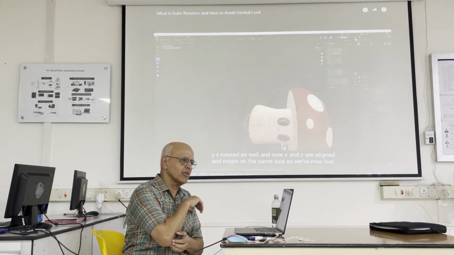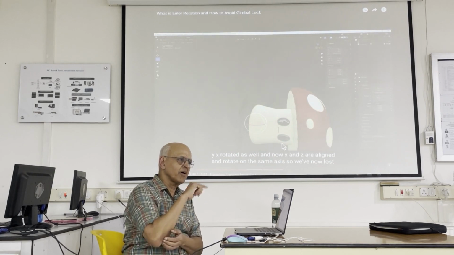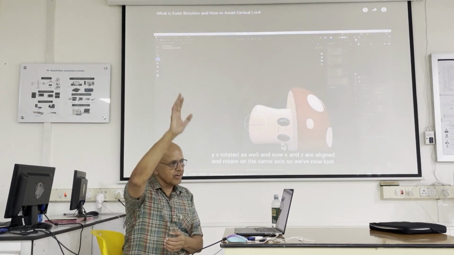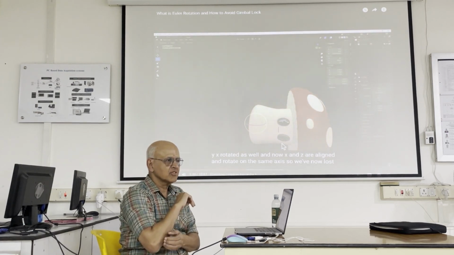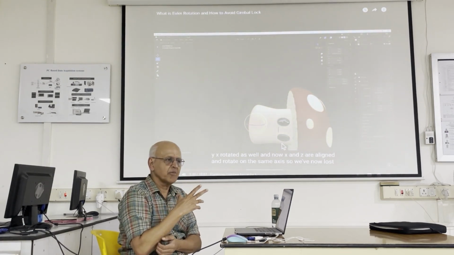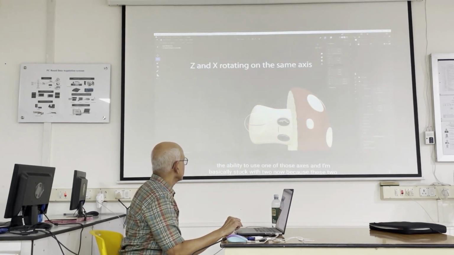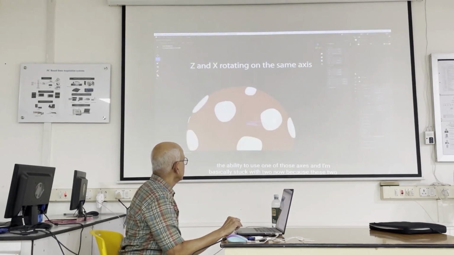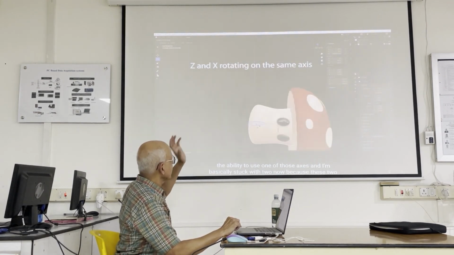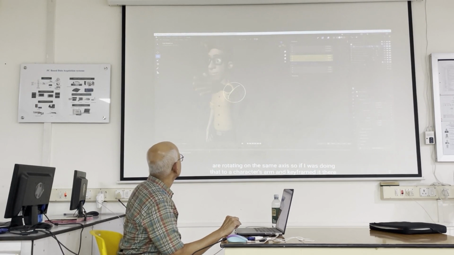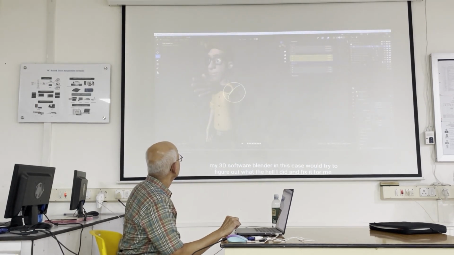They had this problem on Apollo 13. You can Google it. Apollo 13 gimbal lock. And they solved it on the fly. They were already on the way to the moon. So they managed to solve it because it's a big problem. On the same axis. So we've now lost the ability to use one of those axes, and I'm basically stuck with 2 now, because these 2 are rotating on the same axis. So if I was doing that to a character's arm and keyframed it there, my 3D software, Blender in this case, would try to figure out what the hell I did and fix it for me with some weird interpolation.